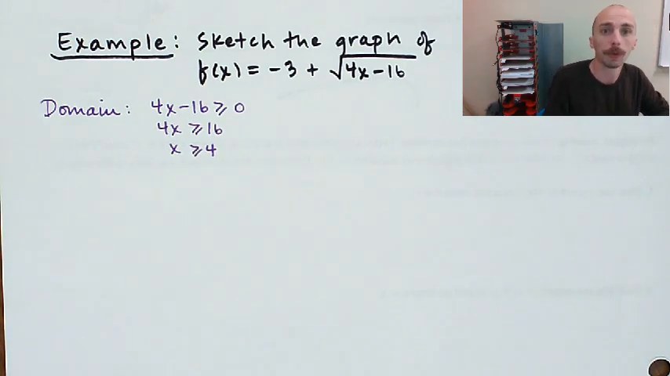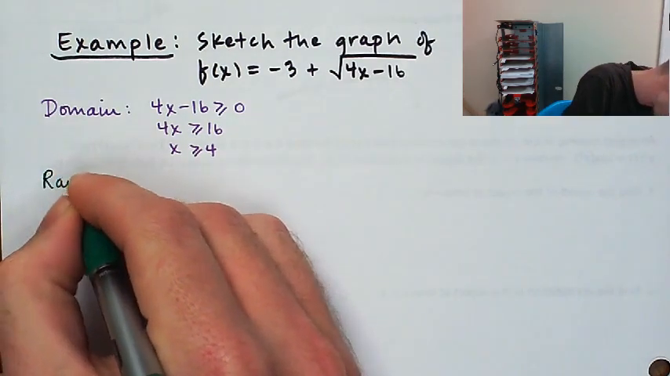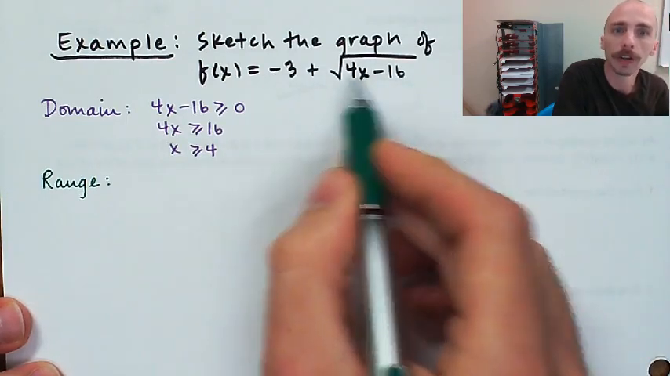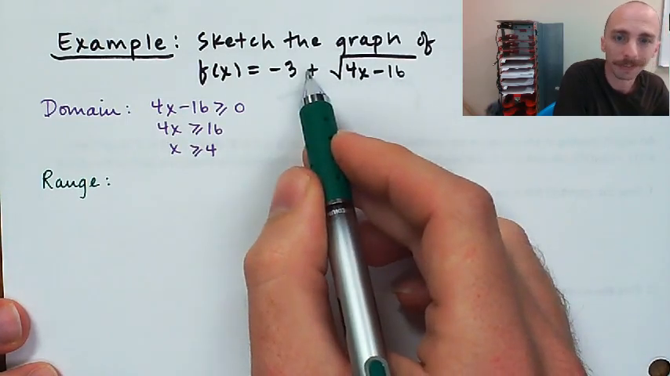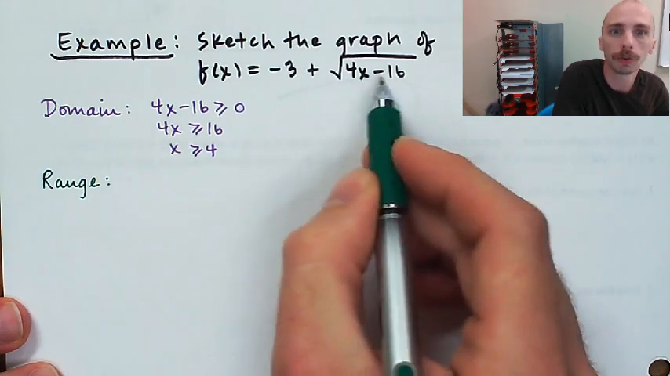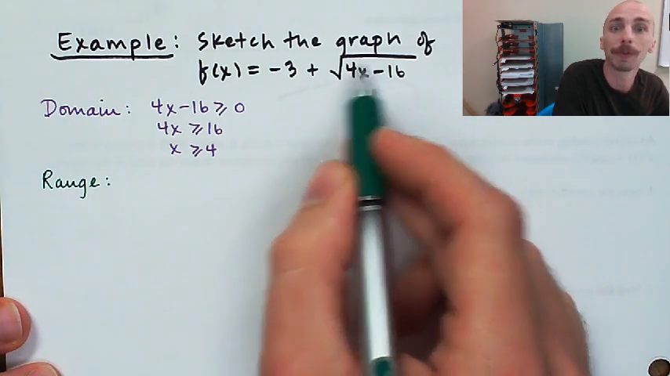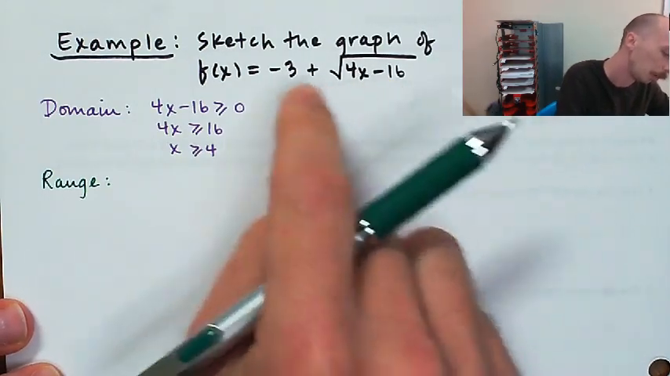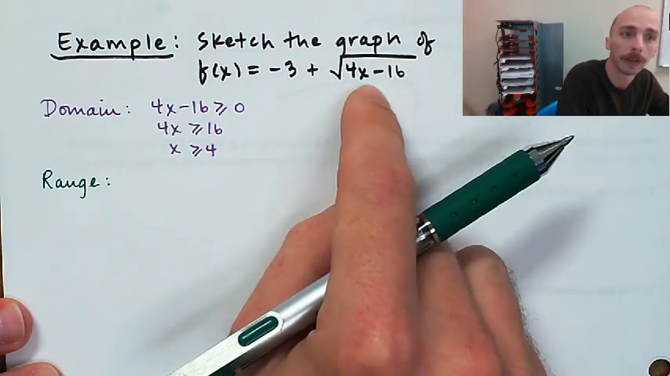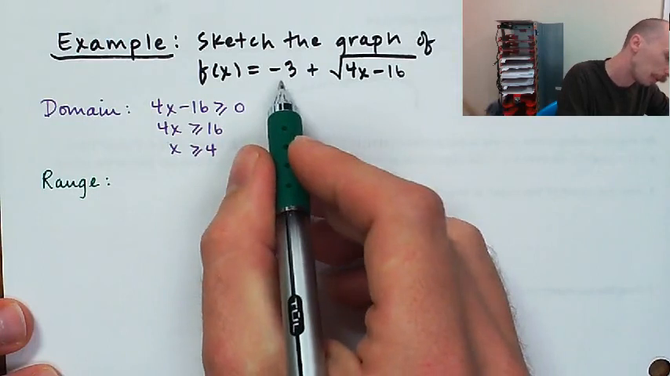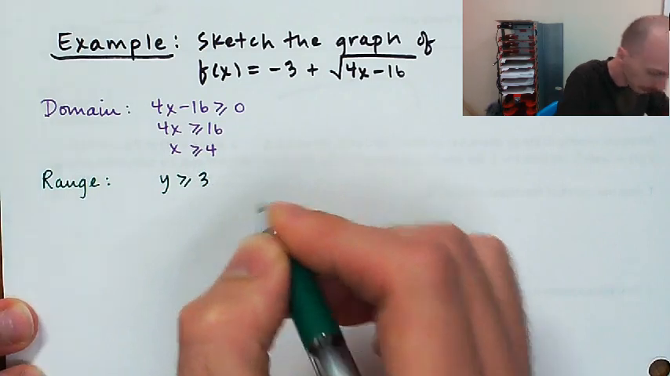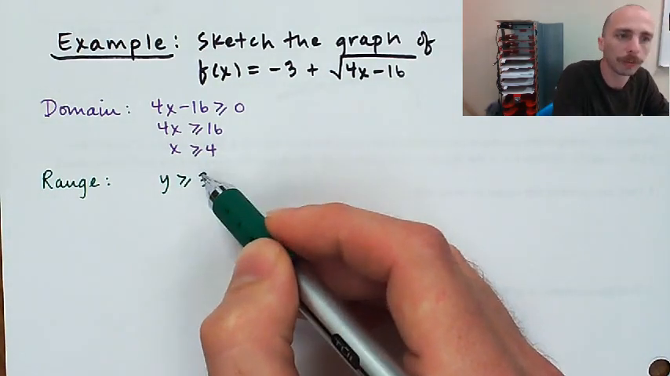So if I want to compute the range, let's see. At the very least, I'm adding 0 to negative 3. If this was a minus, I'd be subtracting at least 0, because the square root is at least 0. It's been a while since I've talked through these problems. So this is negative 3 plus at least 0, which means y is going to be at least negative 3.